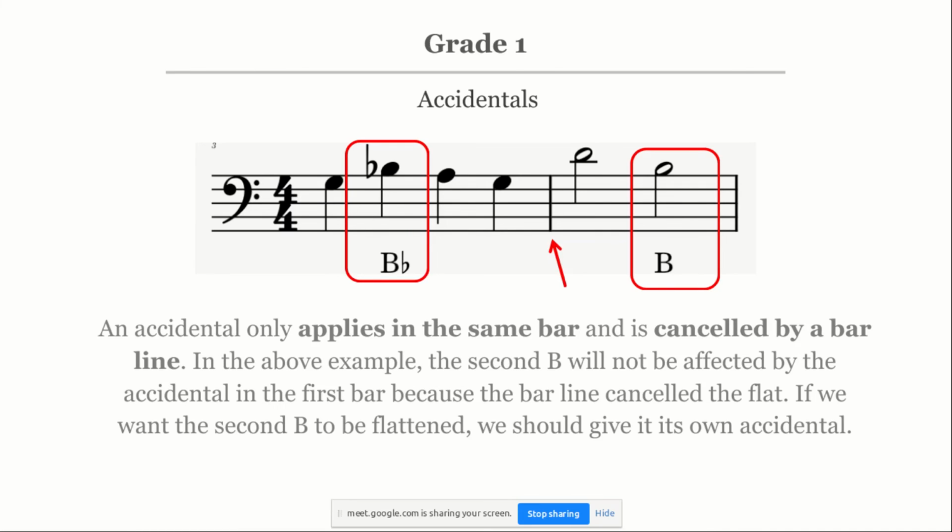But if you go to the next bar, where there is no accidental, it's a B flat, because the flat in the key signature affects the whole song, all the B's in the whole piece.